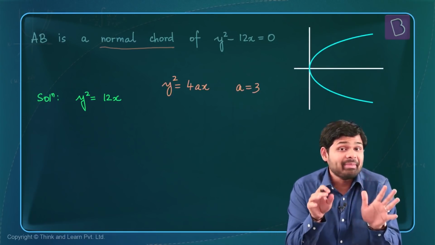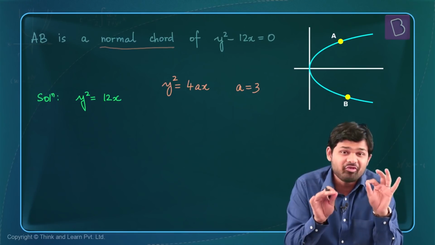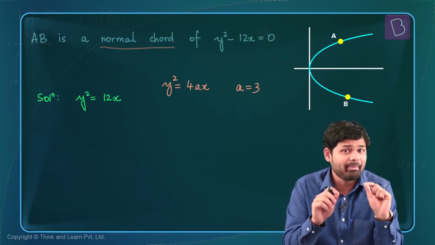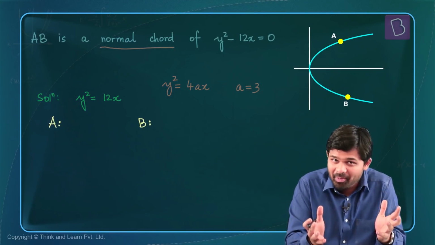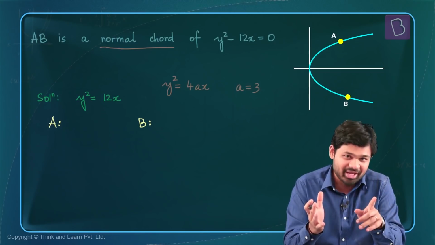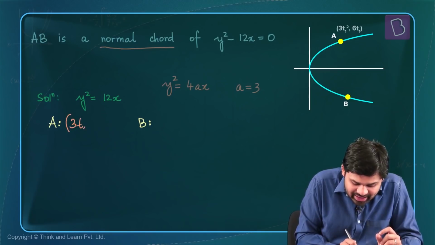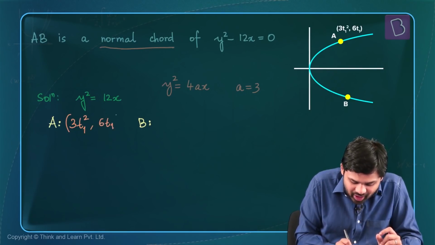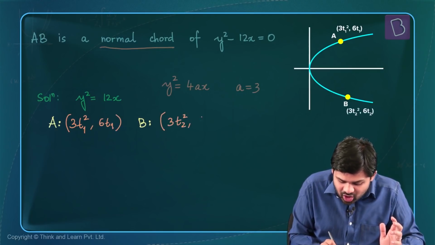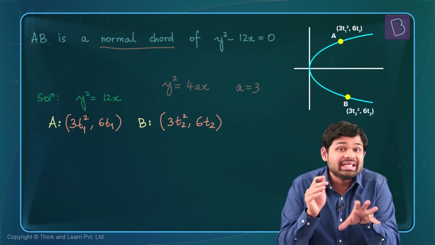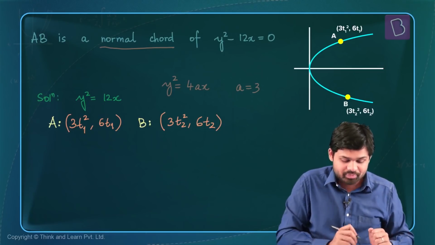Now, A and B are 2 points on this parabola because AB is a chord. Even though it is a normal chord, we're now going to focus on the fact that it's a chord. So A and B are points on the parabola. So I'm going to write the coordinates of A and B in which form? No points for guessing here because I'm going to make use of the parametric form. So my A is going to have coordinates 3t1 square, 6t1. And B will have another parameter t2. That's going to be 3t2 square, 6t2. These are the coordinates of A and B in terms of their respective parameters t1 and t2.